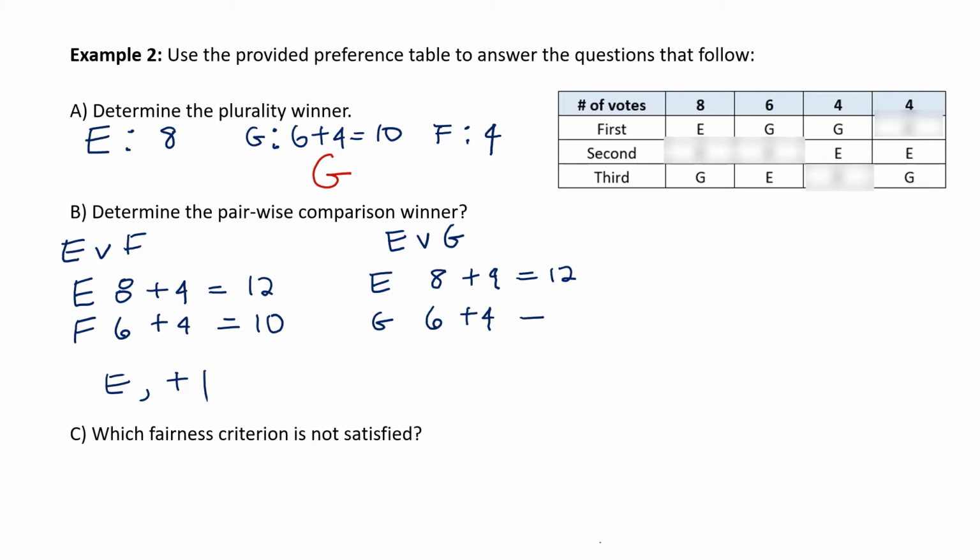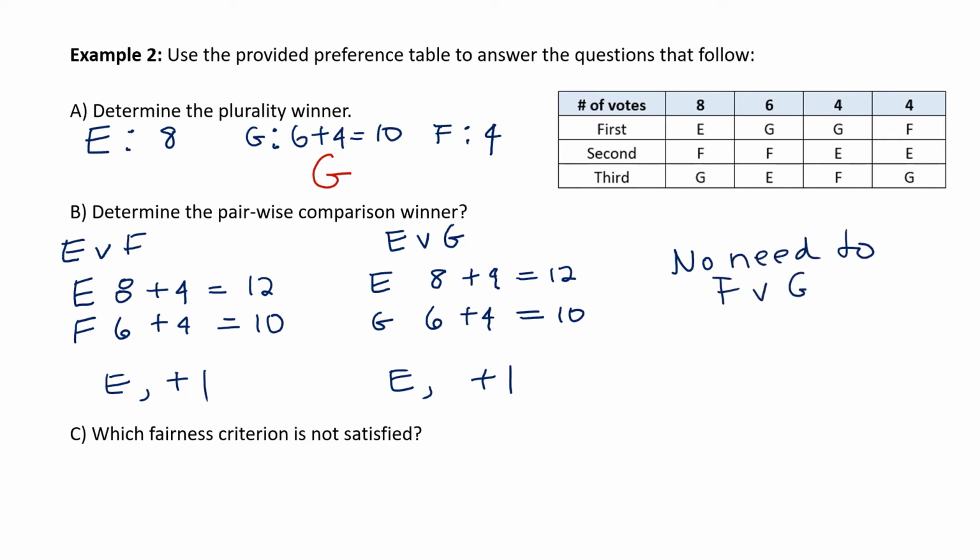That's 12 and 10. So in a head-to-head competition with E and G, the winner is E. In this instance, there's no need to do the F versus G because E already has 2 of the 3 total possible points. And so the winner in a pairwise comparison is E.